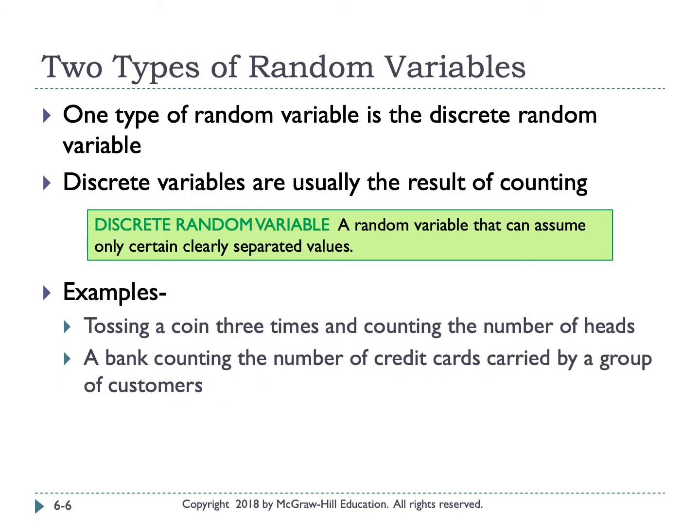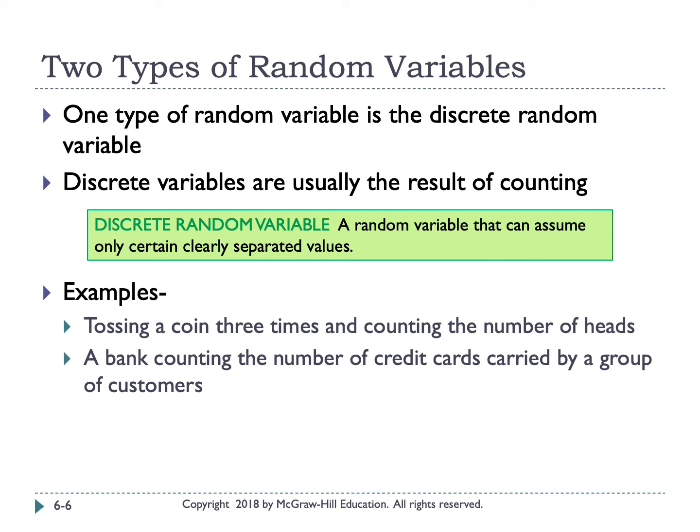So we have 2 types of random variables. Discrete ones are the result of counting. This goes back to some of the definitions in Chapter 1. A random variable that can assume only certain clearly separated values, that's what we're calling a discrete random variable. If we toss a coin 3 times and count the number of heads, or if a bank counts the number of credit cards carried by a group of customers, all of those would be examples of this.